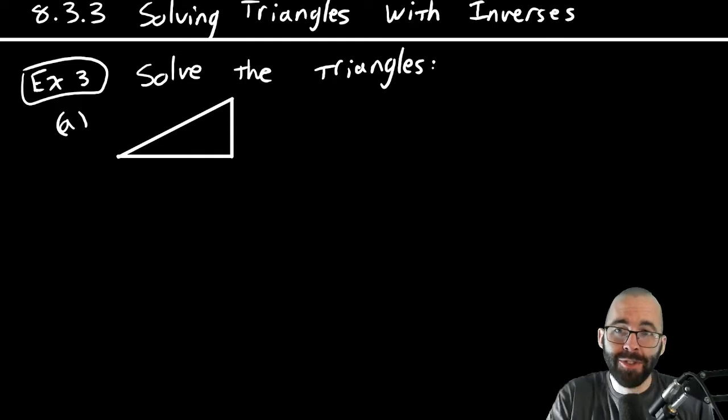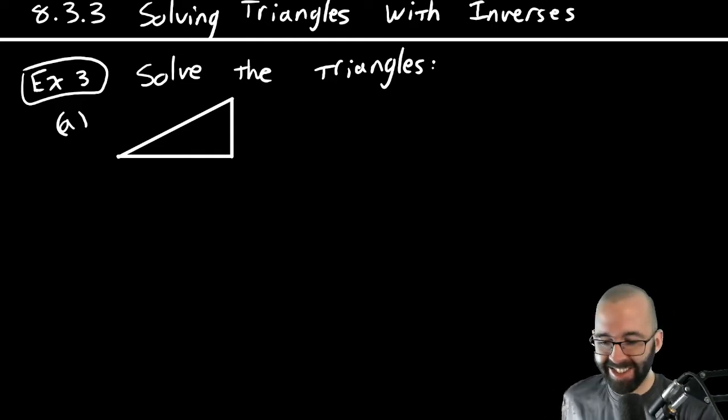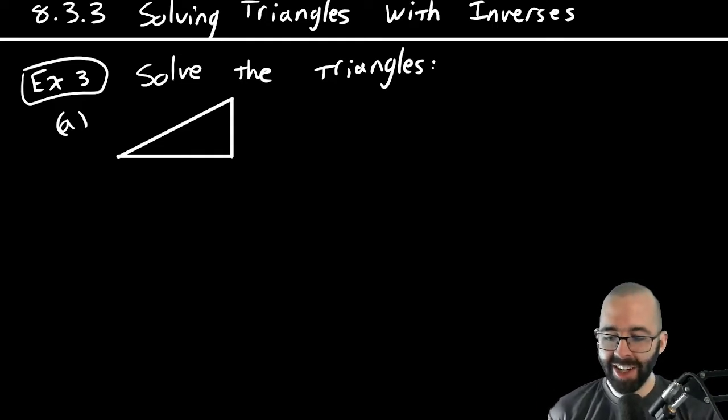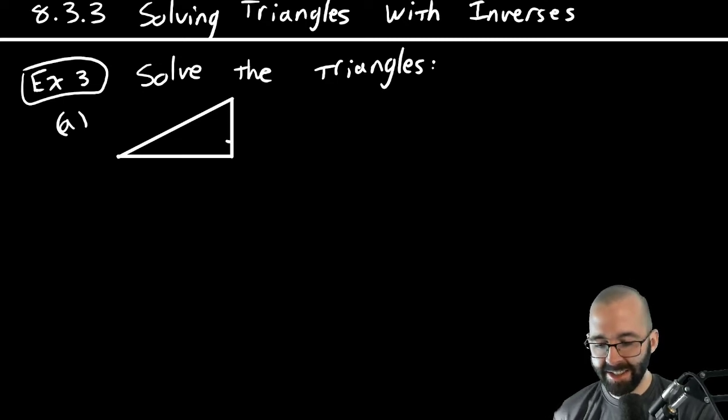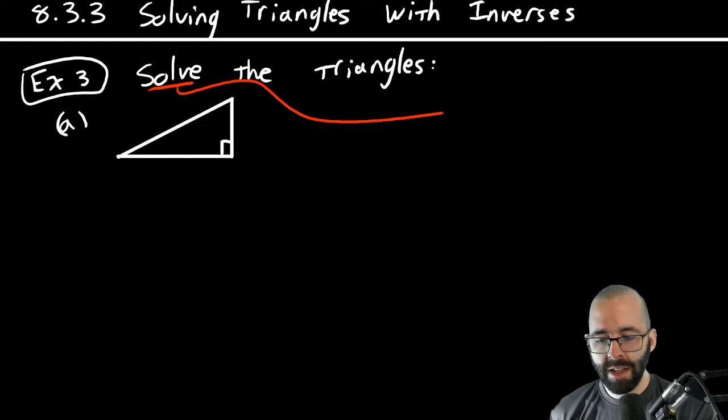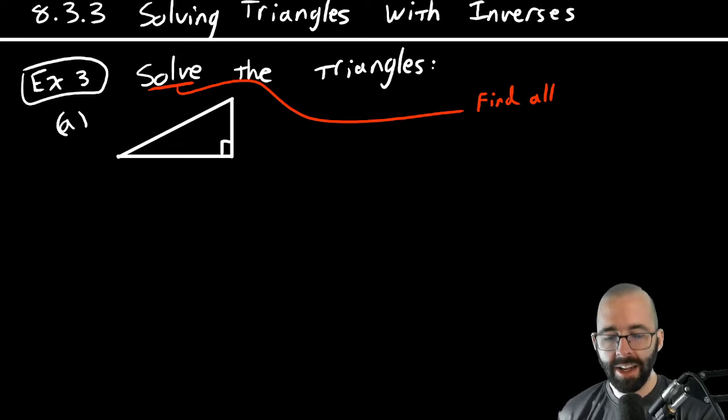We're going to talk about solving triangles with inverses, okay? So let's say I give you a right triangle like this, and I ask you to solve it. Remember what this word means? Solving a triangle means find all the angles. I'll actually write out the word. Find all the angles and all the sides, their measurements.